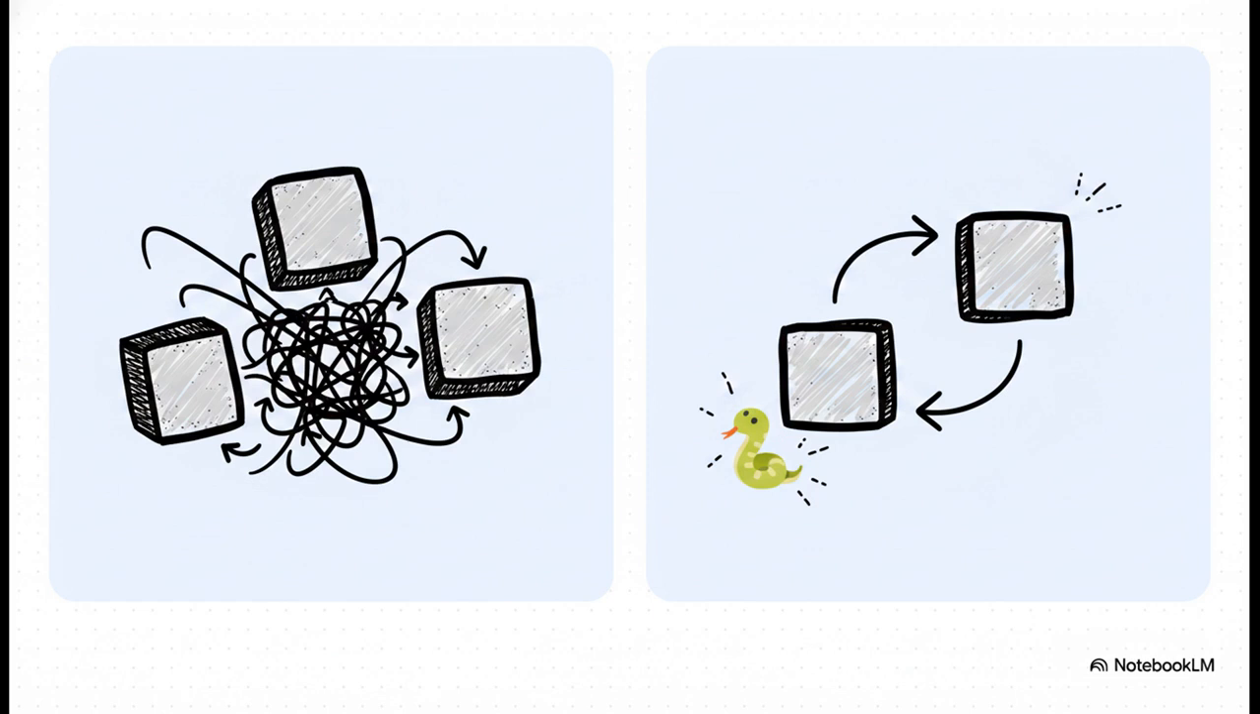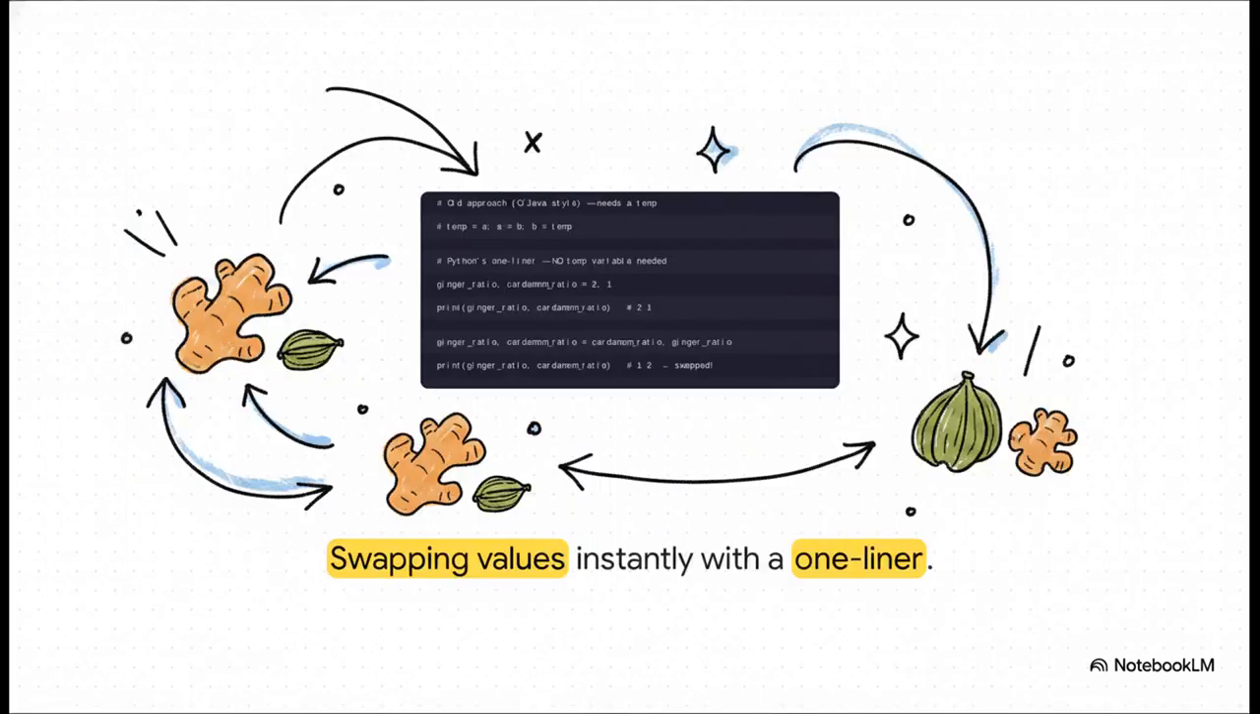But Python handles this effortlessly in one breathtaking line. Look at this beautifully simple code. We have a ginger ratio of 2 and a cardamom ratio of 1. By simply typing ginger_ratio, cardamom_ratio equals cardamom_ratio, ginger_ratio, we swap the values instantly. Not a single temp variable in sight. When we print it out, the values are perfectly inverted. This isn't just shorter code, it is infinitely more readable. This right here is why we love Python.